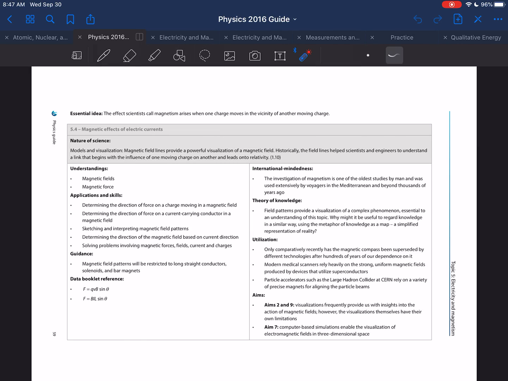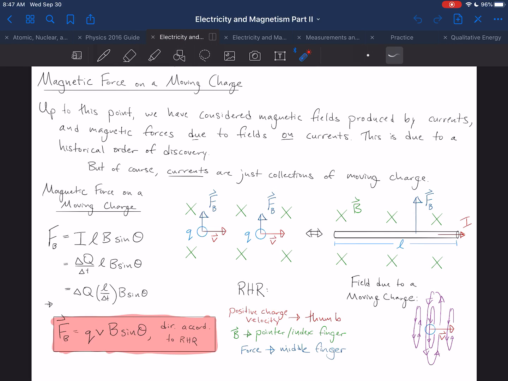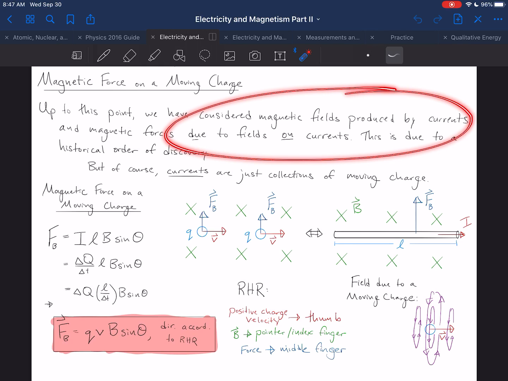Hello everyone! In this video, we will continue discussing topic 5.4, the magnetic effects of electric currents, and in particular, we will discuss the magnetic force on a moving charge. Up to this point, we have considered the magnetic fields produced by currents and the magnetic forces due to fields on currents. This is partly due to the historical order of discovery. So this is how things were discovered.